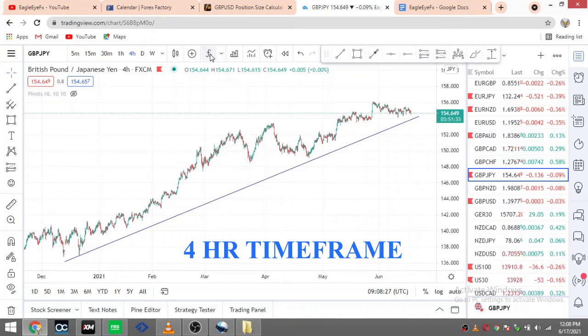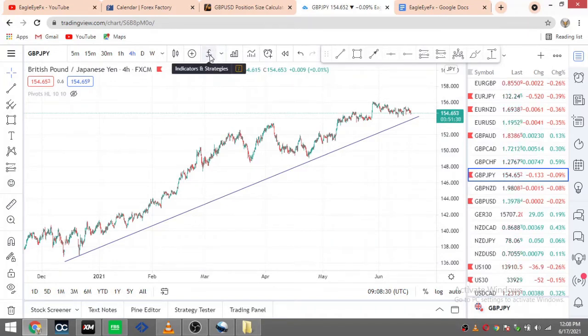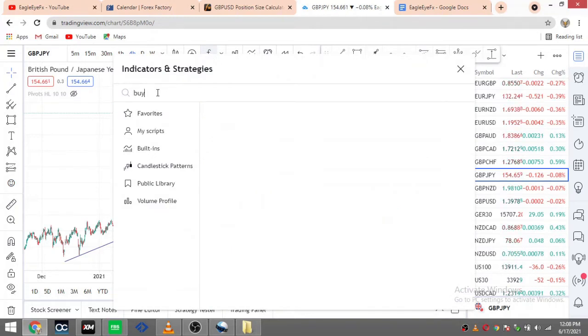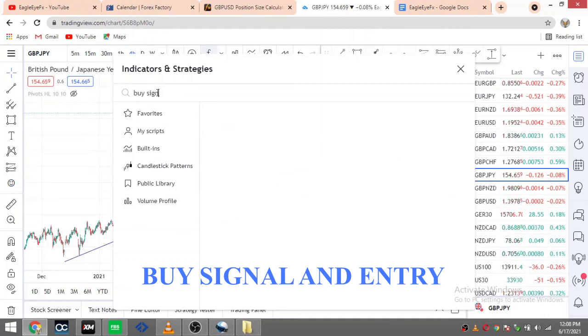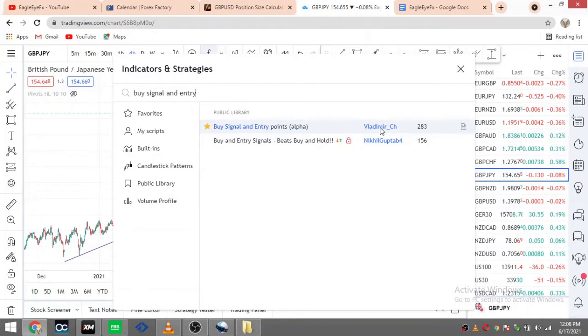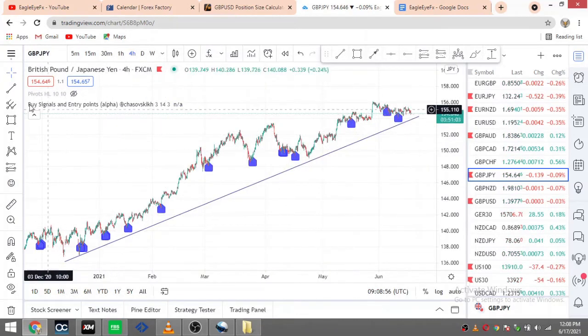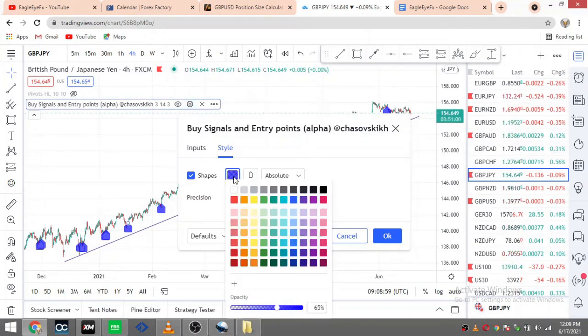So the first thing we are going to do is go here to indicators and strategy. We're going to click there, and then you are going to search for "buy signal and entry". All right, so you can see Buy Signal and Entry Point Alpha by this guy called Vladimir. We are going to click on it, and then it's going to appear on your screen like this. Then we come here to the settings. Let's change the color. Maybe let's use this orange. All right, and then let's click OK.